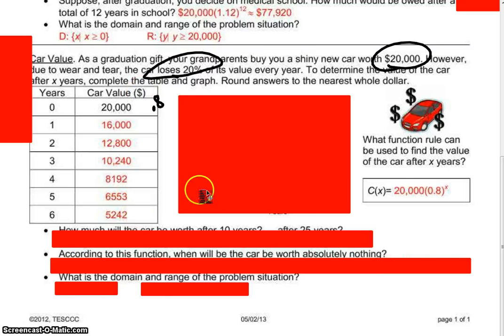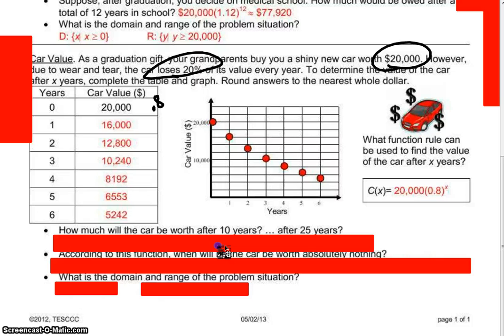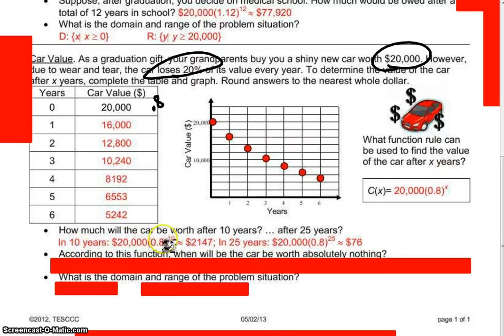So take a minute, fill in your table, plot your points on your graph. So how much will the car be worth after 10 years or after 25 years? You just use this formula, but x has to be 10 and then 25. So after 10 years, it's going to be $2,147, and in 25 years, the value is going to be $76.